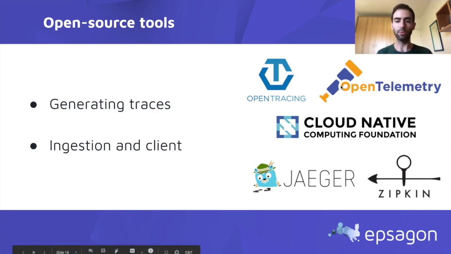So for the first part, we've got two cloud native or CNCF projects, OpenTracing and OpenTelemetry. And for the ingestion and client, we've got Jaeger Tracing and Zipkin. Jaeger is also part of the CNCF.